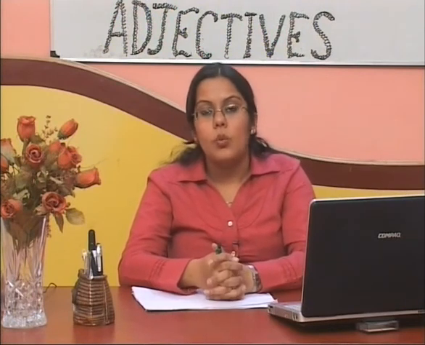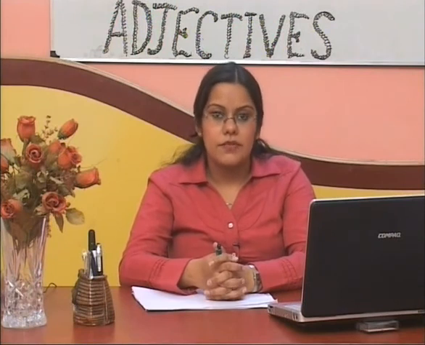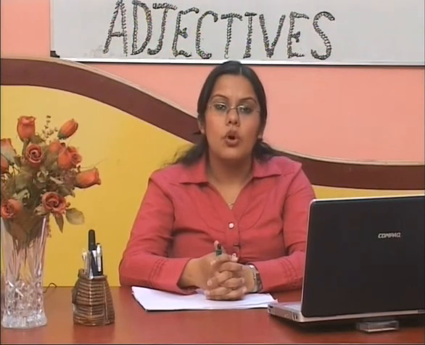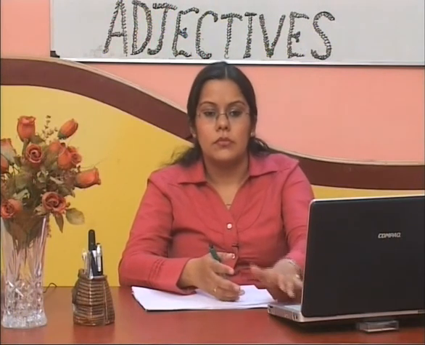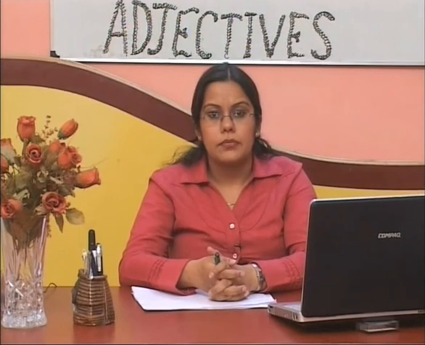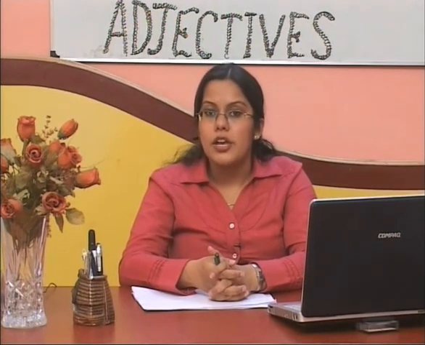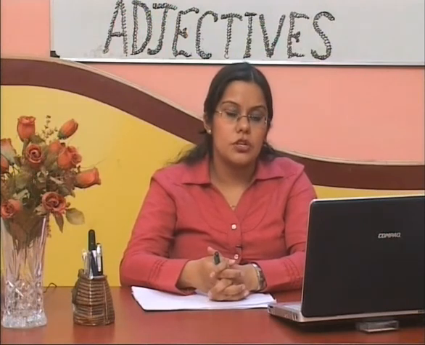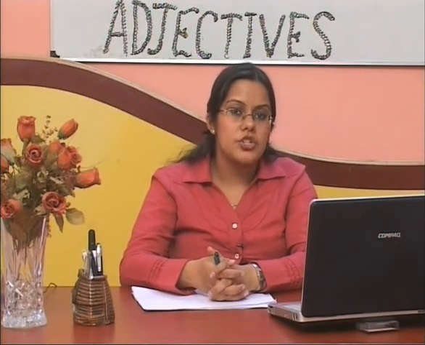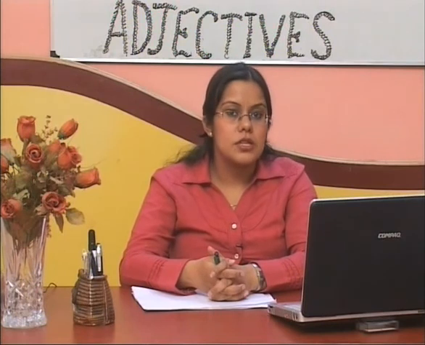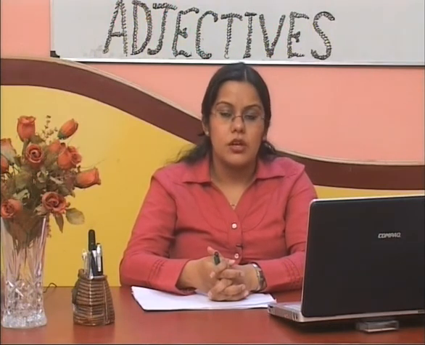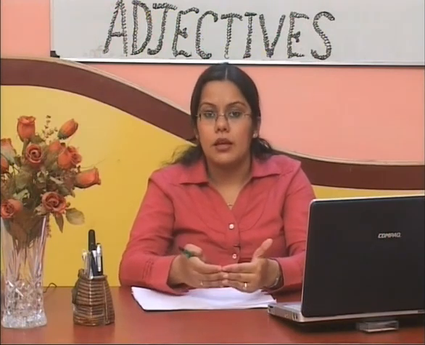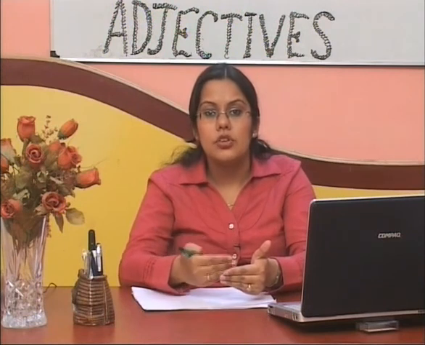And last of all, we discussed about the possessive adjectives. The possessive adjectives answer the question whose. For example, this is my shirt. It's telling you whose shirt are you talking about. You're talking about my shirt. The word my becomes the possessive adjective. Possessive adjectives tell you about the possession of a thing. Who possesses the thing you're talking about?